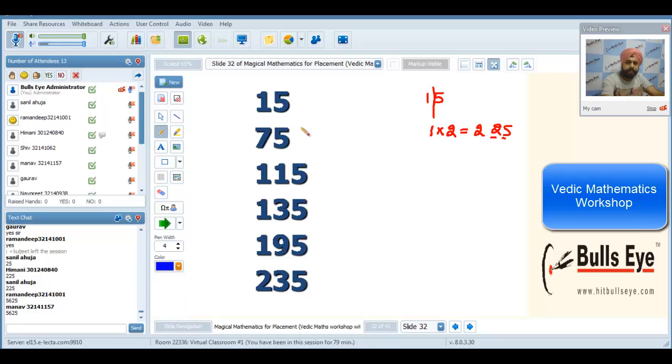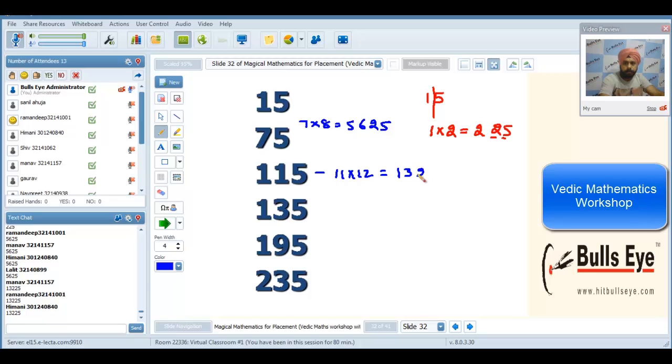Similarly, while squaring 75, you will multiply 7 with 8 to get 56, and you will write the square of 5 behind this to get the answer as 5625. The square of 115 you can find, students, quickly. 11 into 12 will be how much? It is 132 followed by the square of 5, 25.